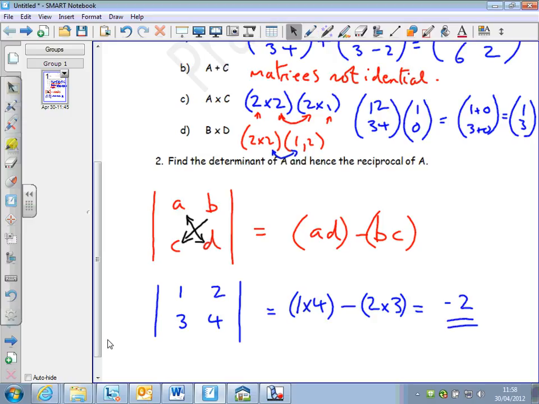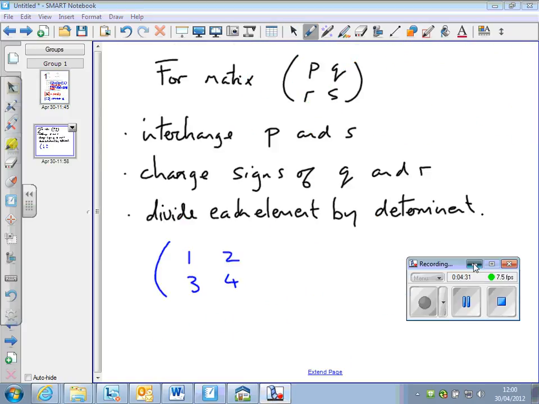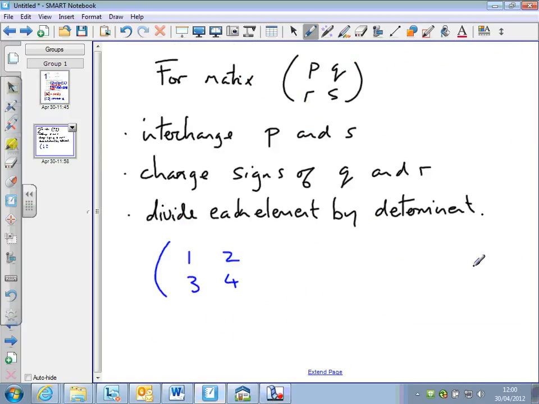And now we're going to use that determinant to find the reciprocal of the matrix. So, to find the reciprocal of a matrix, this is the method we follow. For a matrix PQRS, we interchange P and S, we change the signs of Q and R, and we divide each element by the determinant of the matrix. And we just have to remember this, and you're expected to remember it for the exam.